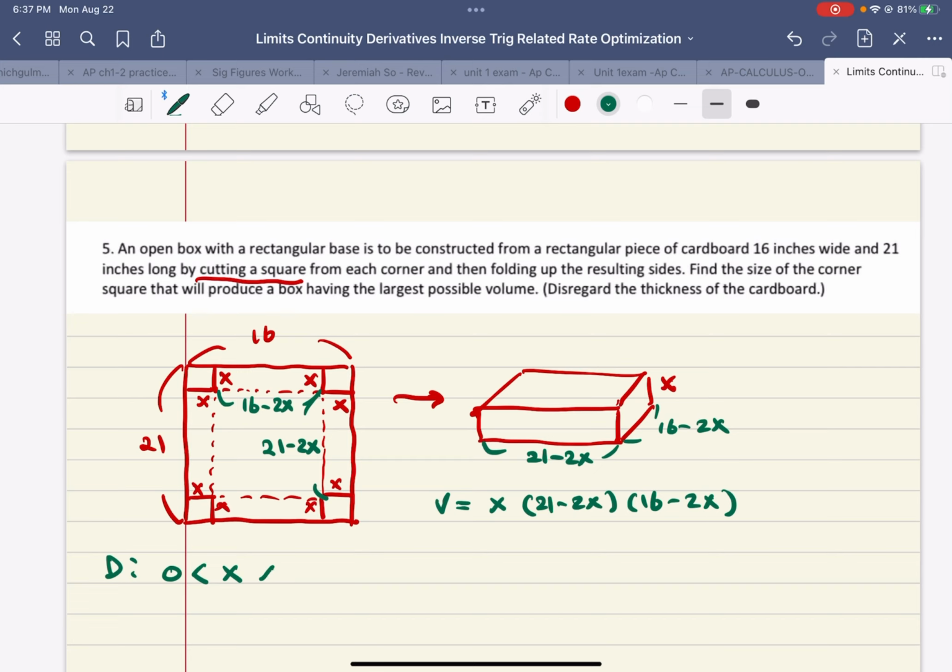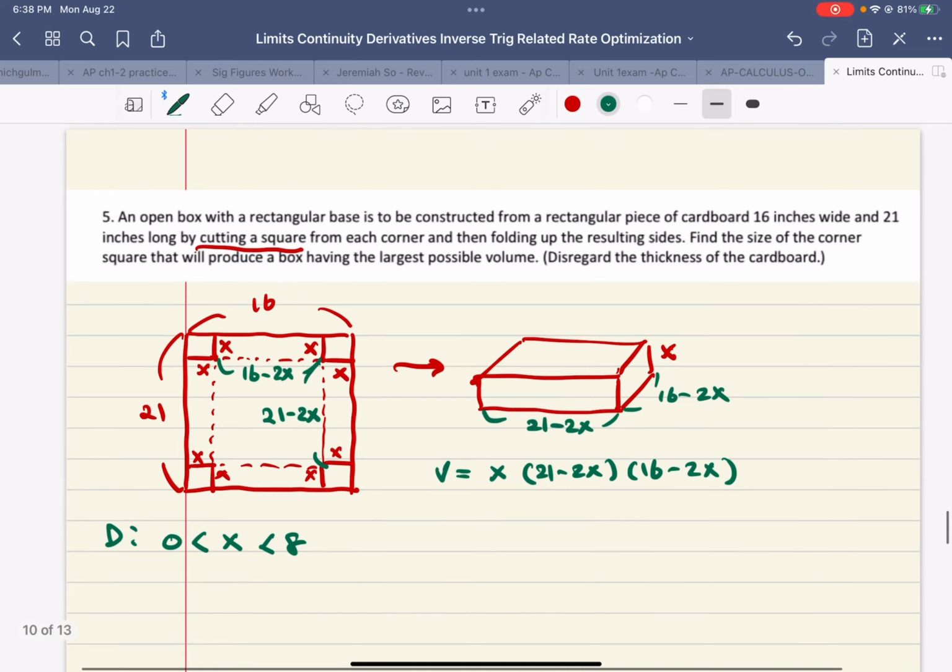But this one should be less than 8, right? 2x, let's say x you cut it a lot, but x cannot be over 8, right? Then this one 8 already cut it everything, so it should be between 0 and 8. That's your domain.